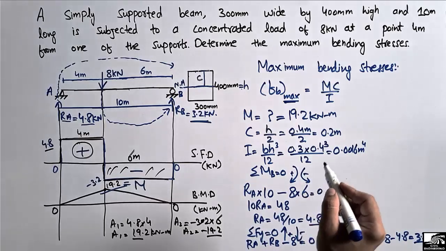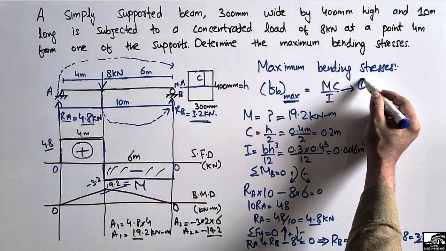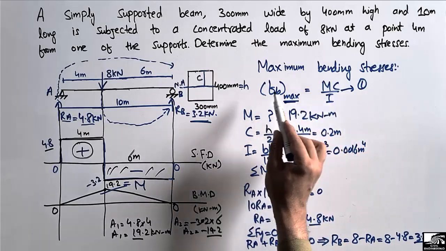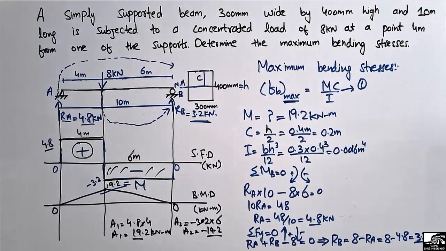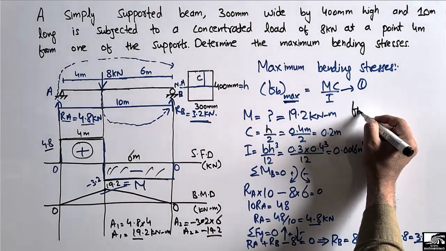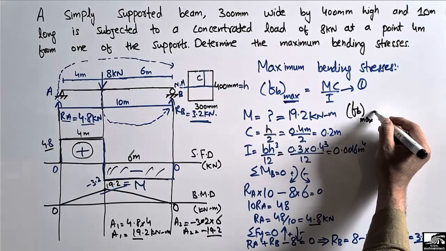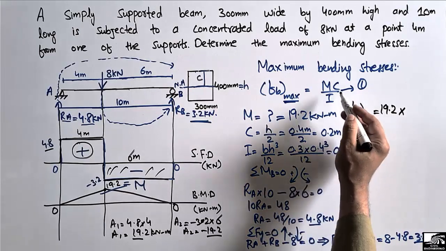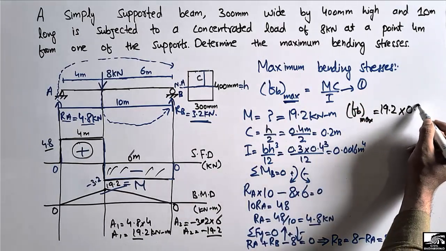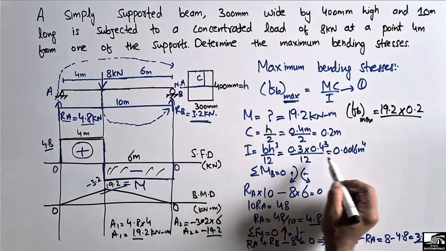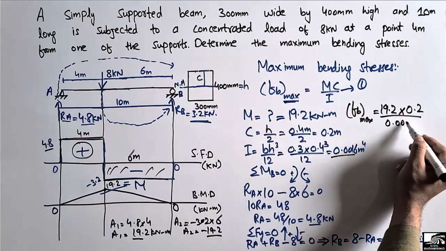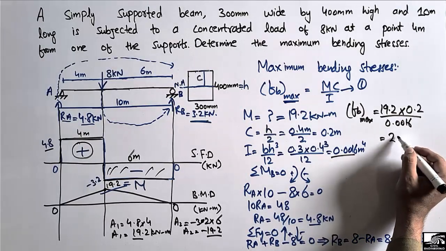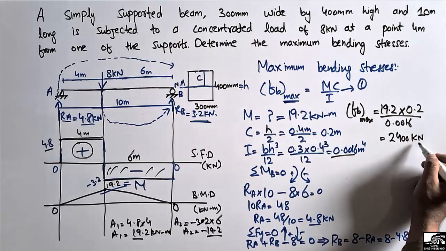Now we have all the values for this equation. Let's suppose this is one equation. We just have to put all the values in this equation, and we will find the maximum bending stress. So it will be equal to fb maximum equal to M, which is 19.2, multiplied with c, which is 0.2 meter, divided by I, which is 0.0016. By multiplying and dividing, we got the bending stress of 2400 kilonewton per square meter.